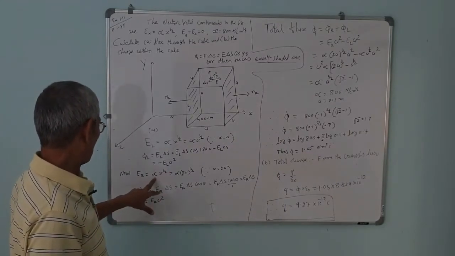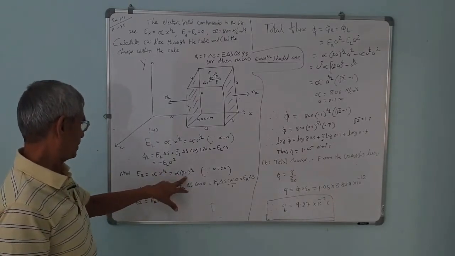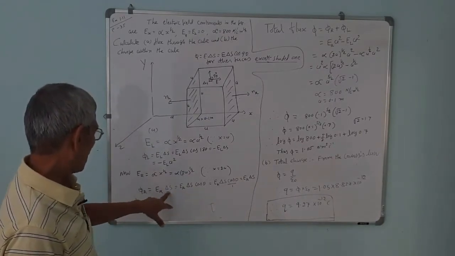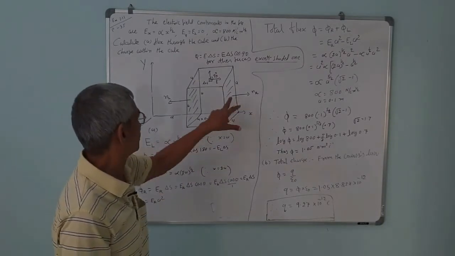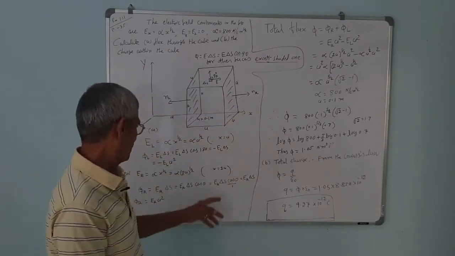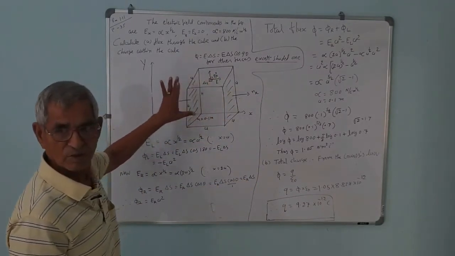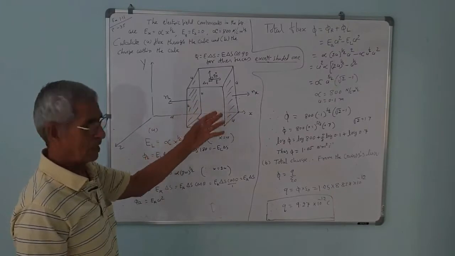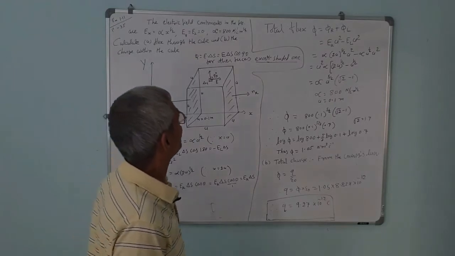So, ER is equal to alpha x raised to half, that is alpha into 2A raised to half for this face. So, phi R is equal to ER delta S cos theta, and cos theta is cos 0 for this face. For the left it is 180, for the right it is 0, that is ER delta S. The area is the same for the left side face and the right side face. So, phi R becomes equal to ER A square.